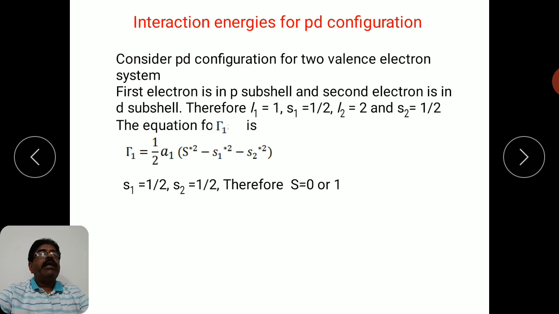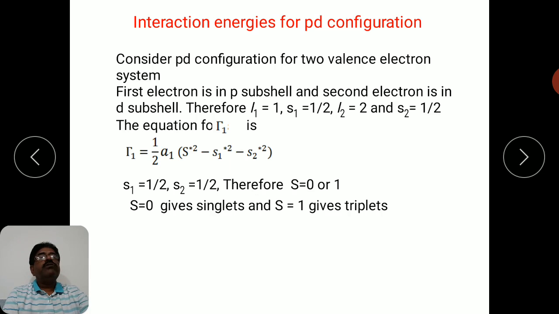Quantum mechanically, the values allowed for S range from s1 plus s2 down to s1 minus s2. So half plus half, that is 1, and half minus half, that is 0. Between 0 and 1, all integral values, so there is no other value. So S is equal to 0 and 1. S1 is equal to half, S2 is equal to half, the spin quantum numbers.